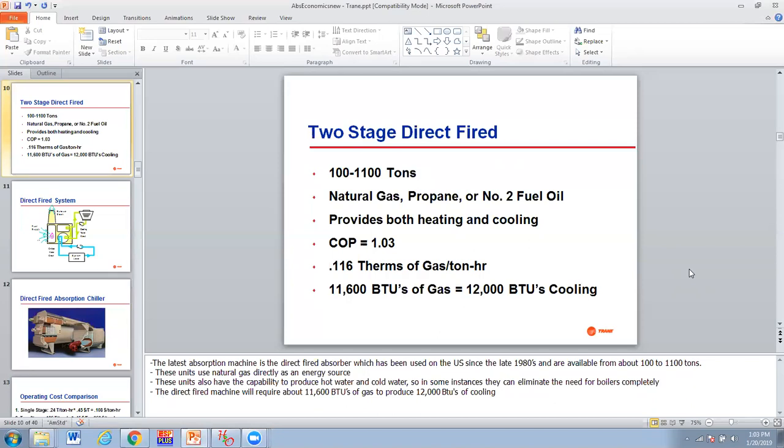These units can provide both heating and cooling simultaneously. The COP is 1.03, so we get 1.03 units of cooling for every one unit of energy input. This turns out to be 11,600 BTUs of gas required for one ton hour of cooling, or 12,000 BTUs, and that's 0.116 therms of gas per ton hour produced.